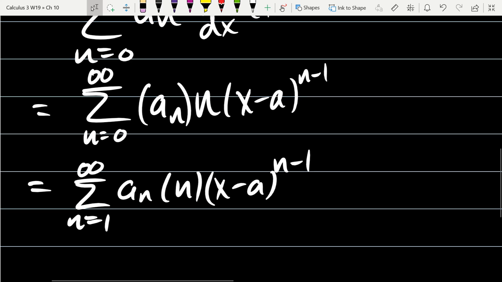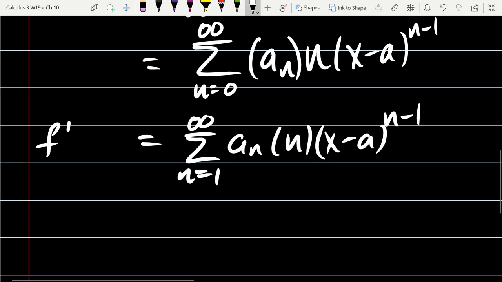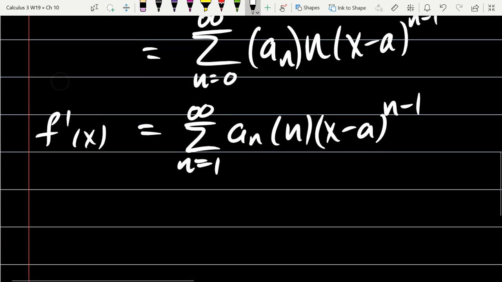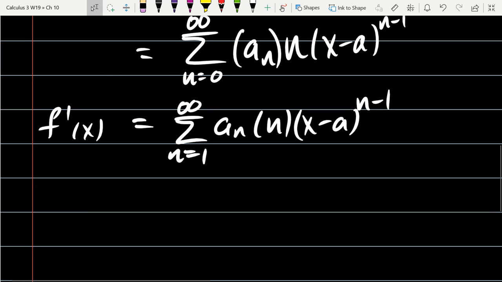So that is the derivative of that power series that we started with. So that's f prime of x. I could take a second derivative pretty easily. All right, so take this second derivative right now. I'll give you 30 seconds. That should be plenty of time.